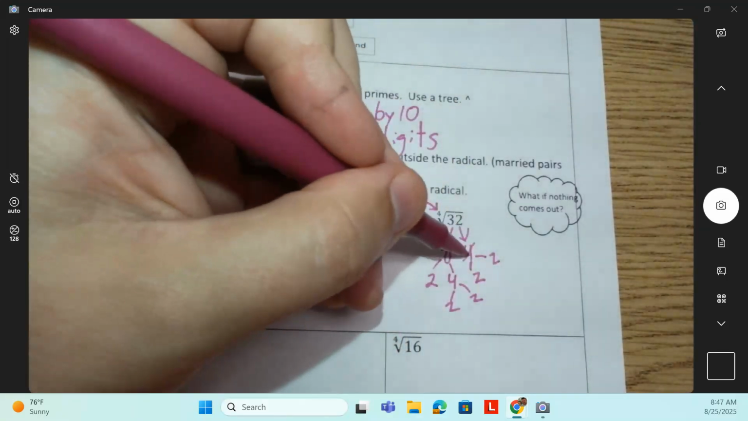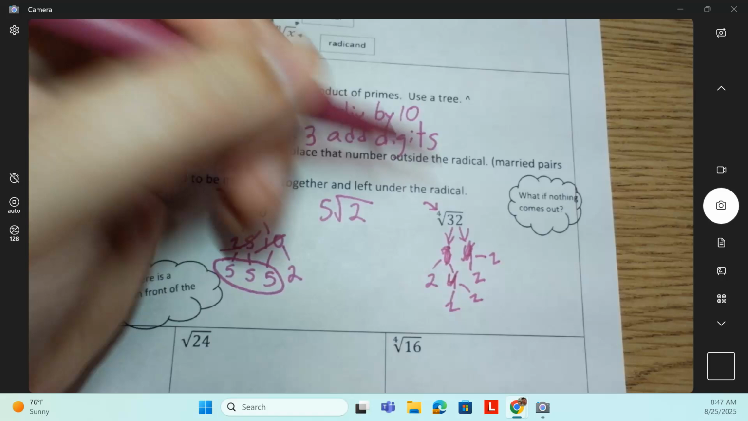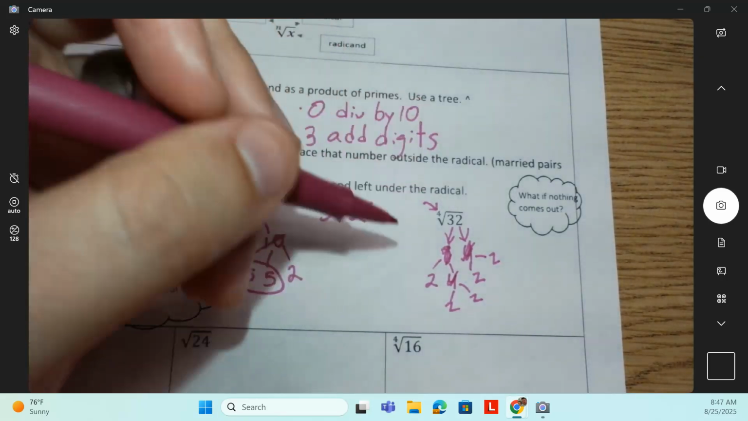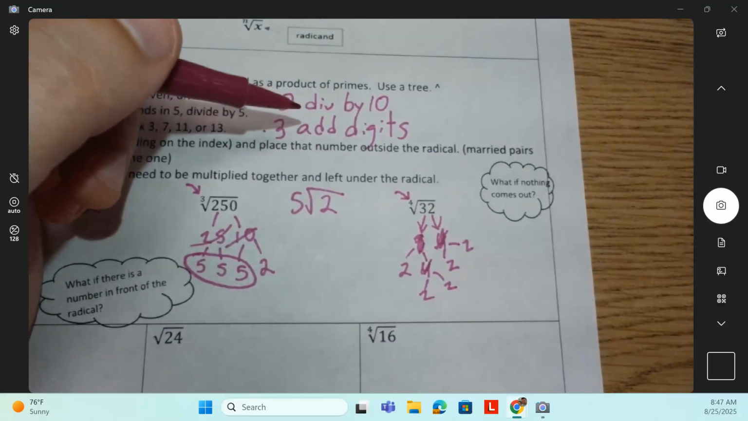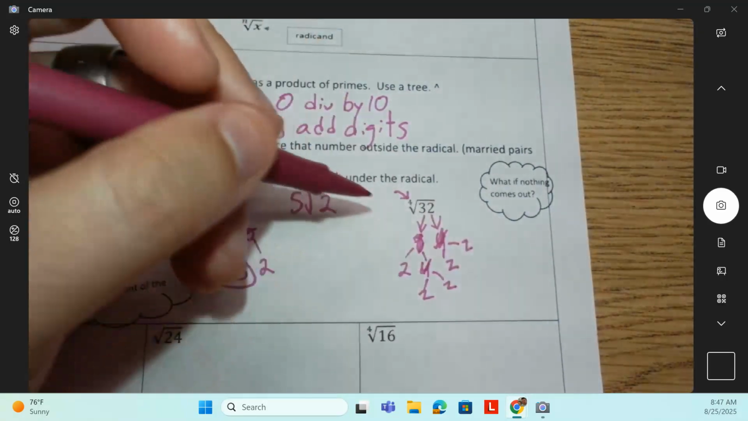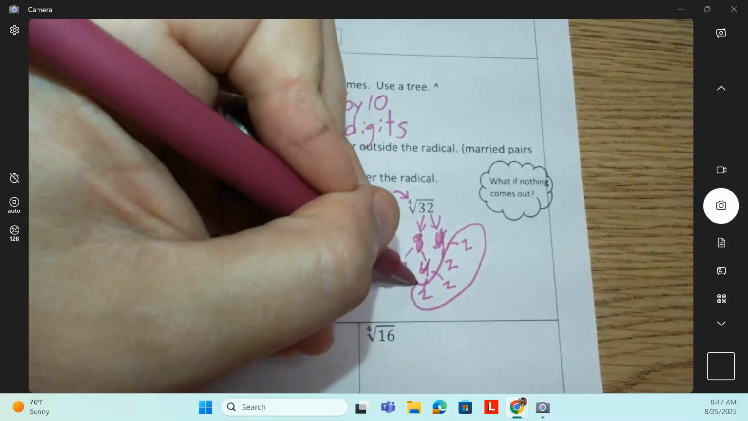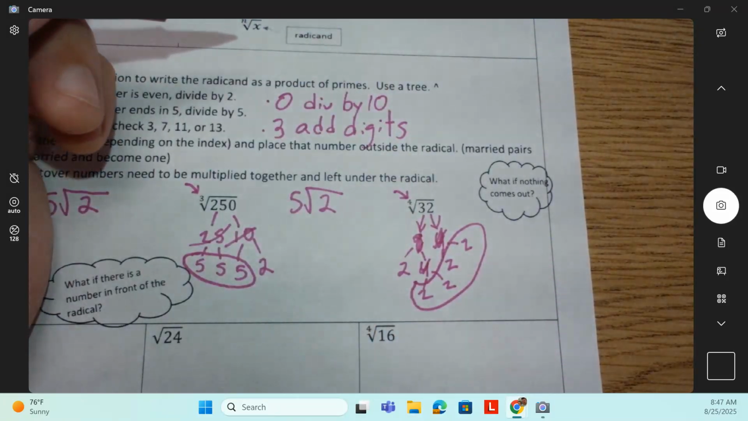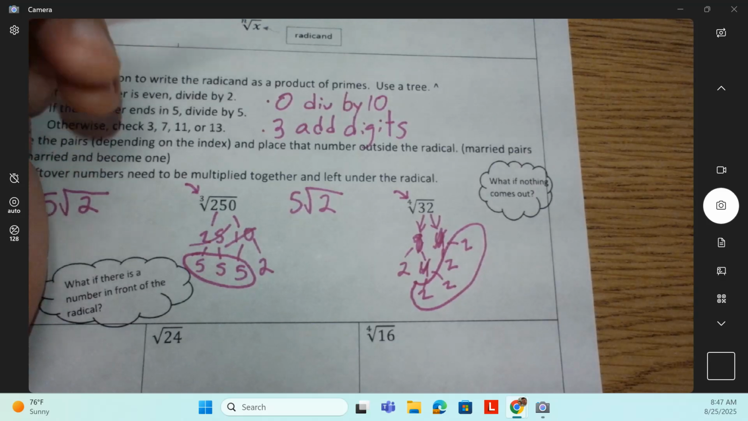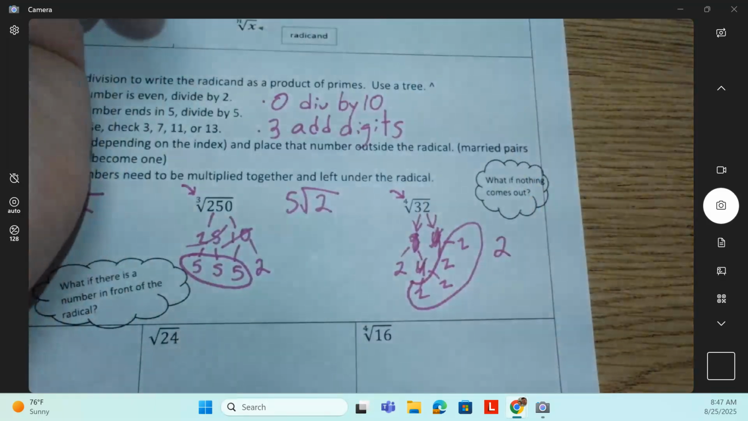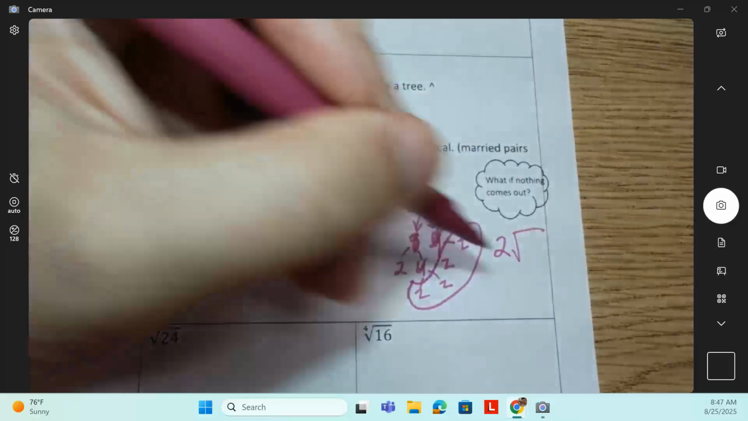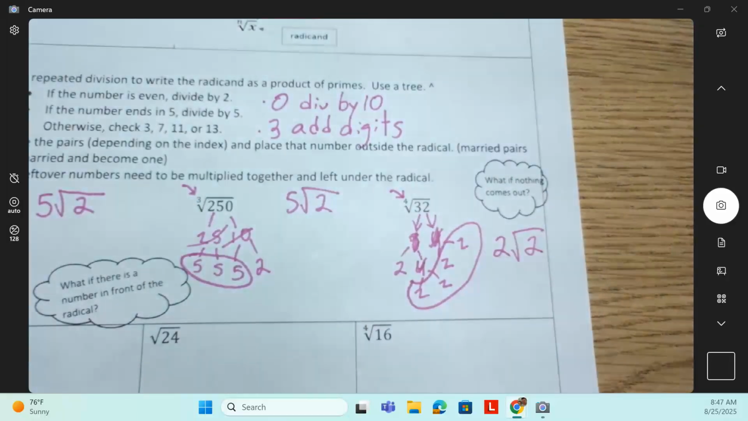It's really helpful to cross those out or something as you split them up, just so you don't end up getting an extra number mixed in there. So I'm looking for a group of 4 because that's the 4th root. That puts a 2 on the outside, and I've got that 2 that's left over.